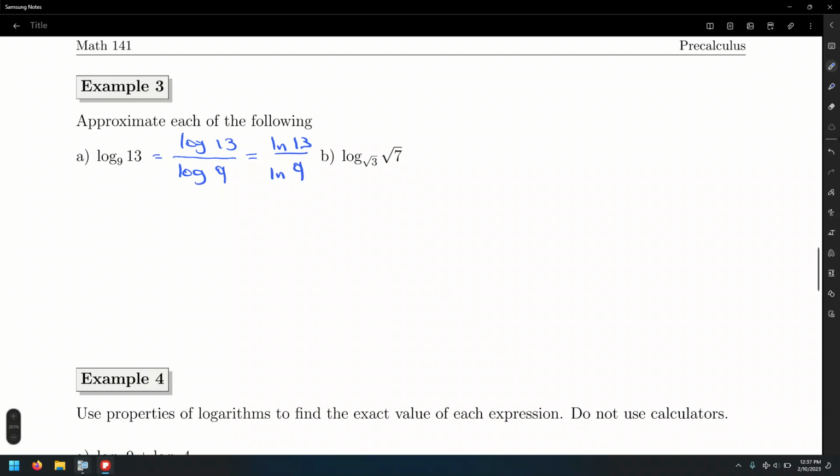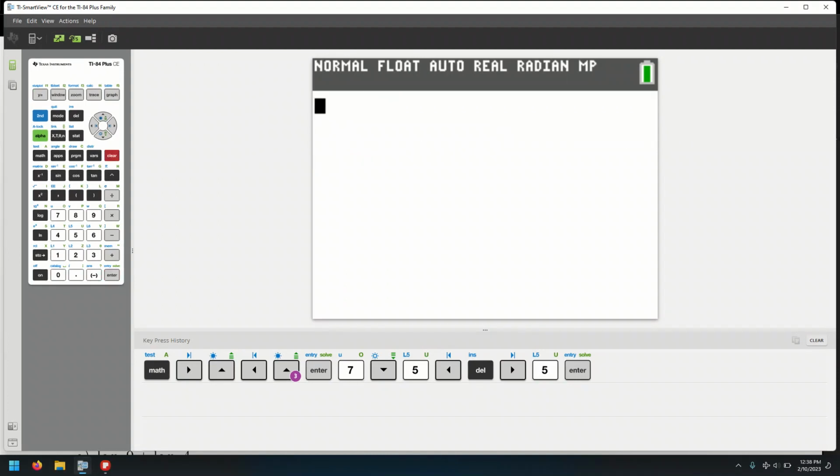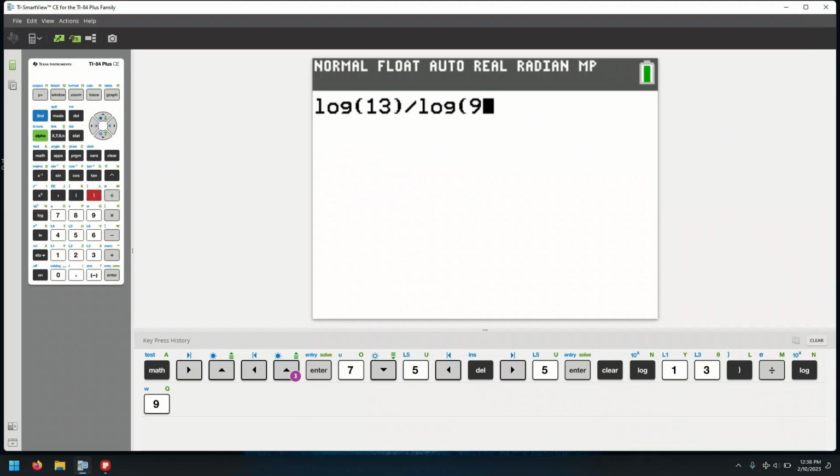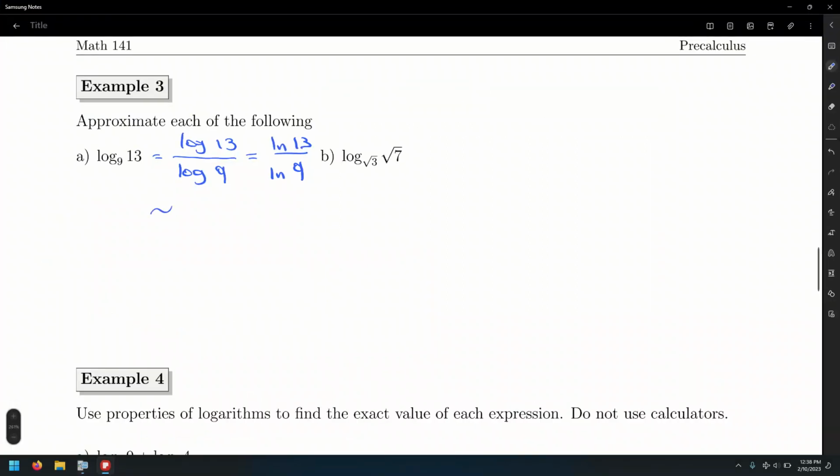So number one, okay, let me clear all this. So that's log of 13, close parentheses, and divide that by log of 9. And what's that? 1.1674. We're going to round this to 4 decimal places. So usually for logarithms and exponentials, the rounding rule is 4 decimal places. So this is approximately 1.1674. Okay, I did it via the log.